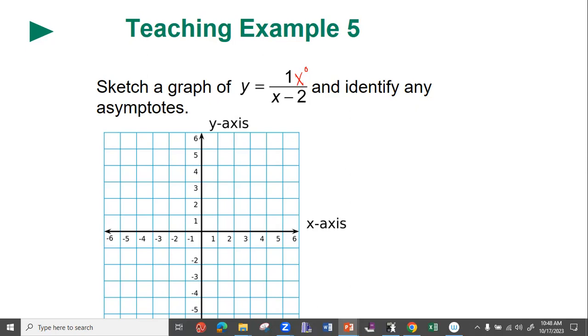That's a degree of 0. Does that make sense? So when I'm looking here, the degree of my numerator is 0. The degree of my denominator is 1. So the numerator is less than the denominator, which means what? Horizontal asymptote. I have a horizontal asymptote at y equals 0. So my first boundary line is on the x-axis at y equals 0.